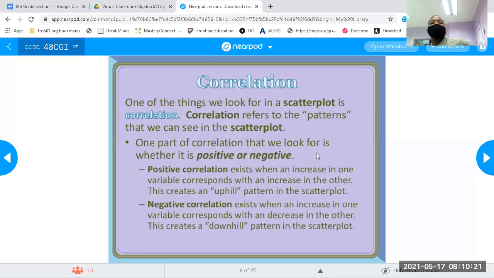One part of correlation that we look for is whether it's positive or negative, just like in regular life. We could tell if something is positive or negative sometimes. Positive correlation exists when an increase in one variable corresponds with the increase of another variable. It creates an uphill pattern. If the pattern is going up, that's positive. If the pattern is going down, that's negative. Negative tends to mean one of the variables is increasing while the other is decreasing.